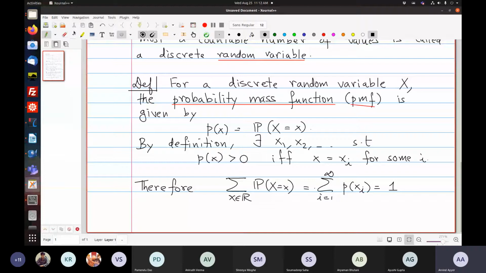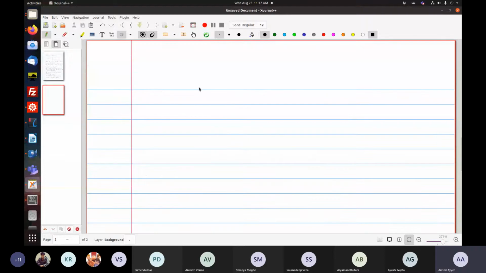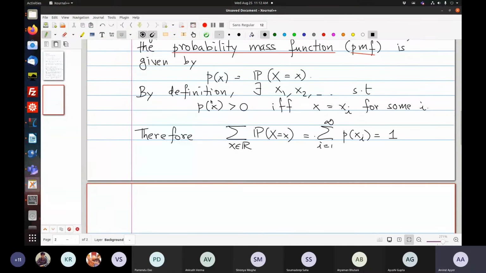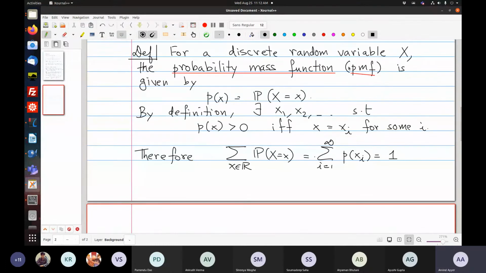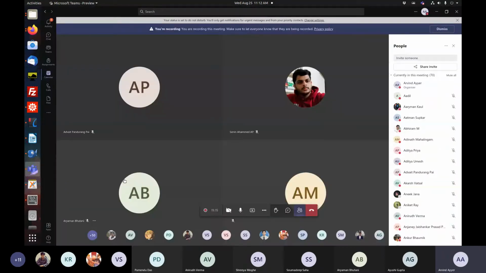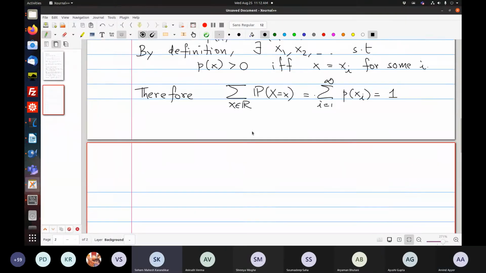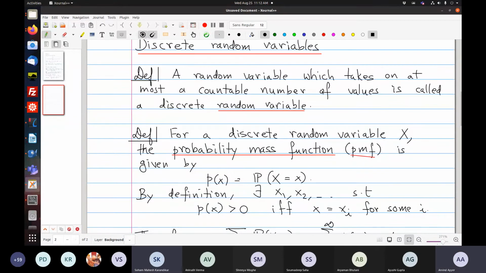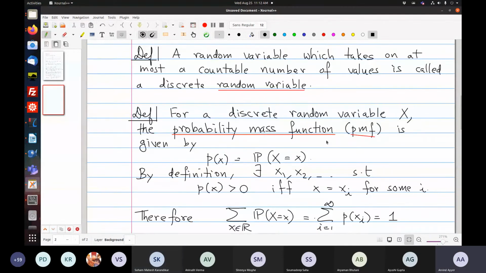Okay, so now how do we relate the PMF to the CDF? Sir, can you please explain the last point, like why should the mass be distributed only on finite points? No, that's the definition. Not finite points, countable points.